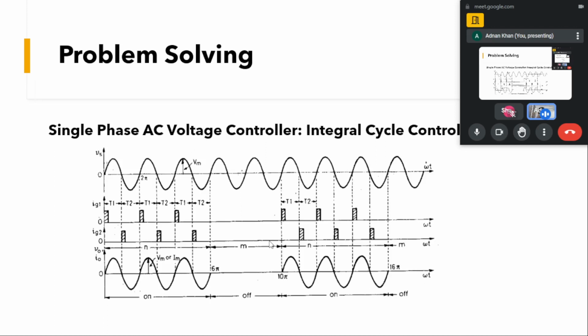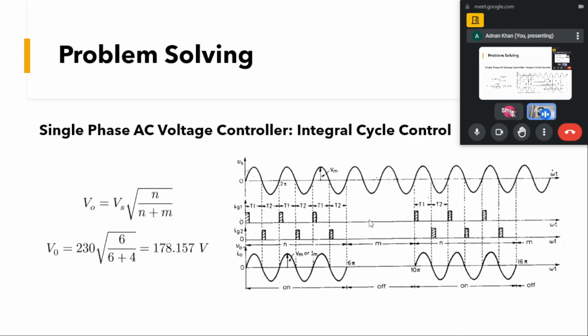When we have this kind of arrangement, the output voltage is equal to Vs times root of N divided by N plus M. Here N signifies for how many cycles the converter is turned on, and M signifies for how many cycles it is turned off.